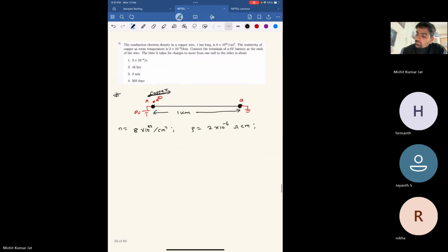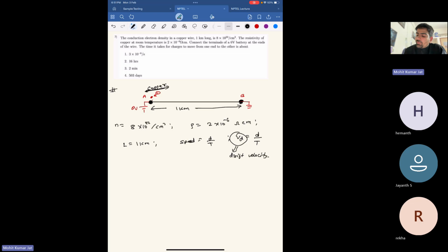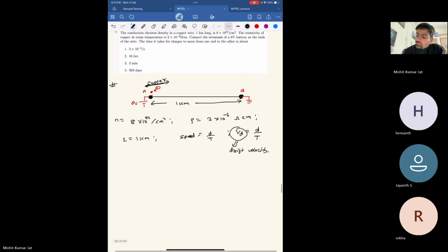So what it is asking is the time it takes the charge to move from one end to the other end. So length you already have, 1 kilometer. To take out the time, I know that speed is nothing but distance upon time. So Vd will be d by t. All I have to do is extract the drift velocity. If I know the Vd, I know the d, I can extract the time it will take to move from A to B end.